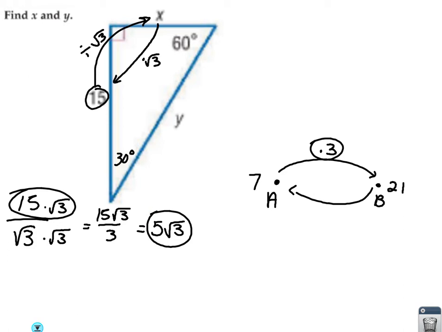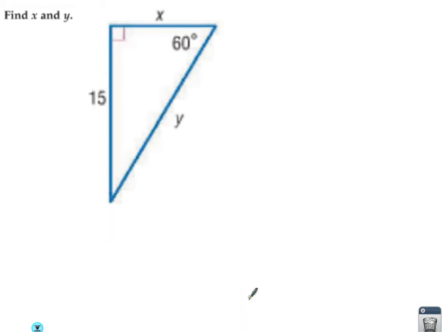Let's test that. Let me clean that up. So that makes this 5 root 3. And to check ourselves, how do I go from short side to long side now? Multiply by what? Root 3. So what is 5 root 3 times root 3? What happens when you do root 3 times root 3? You get 3. So 5 root 3 times root 3 would be 5 times 3, which is 15.